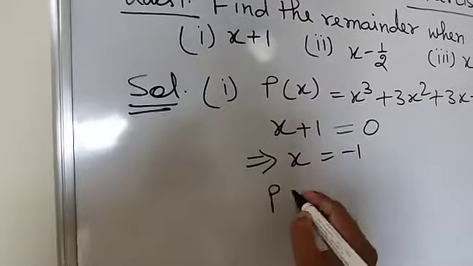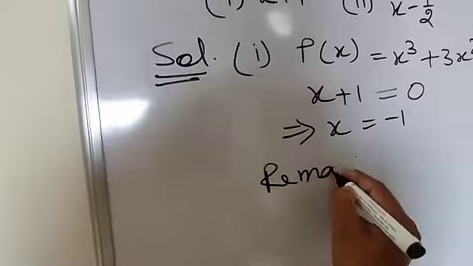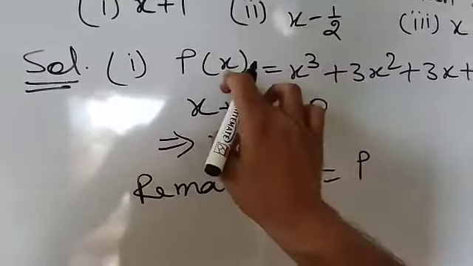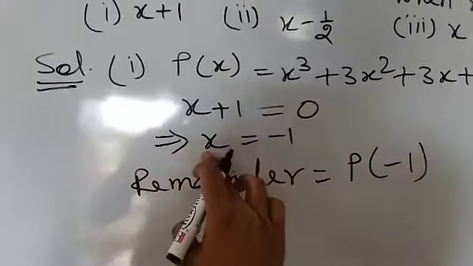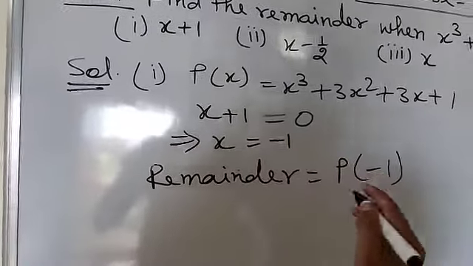So here p of minus 1 will be the remainder. Remainder equals p, and x will be replaced by minus 1. The reason is that after putting the divisor equal to 0, you get the value of x as minus 1.